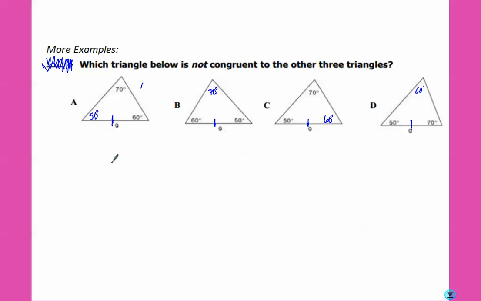So now I'm going to look at the angles that are surrounding this side. So I have a 50 and a 50 and a 50 and a 50. I have a 60, a 60, a 60, and the 60's up here. And then 70's up here, 70's up here, 70's up here, 70's down here. So the key thing is that the angles surrounding the side should be congruent.